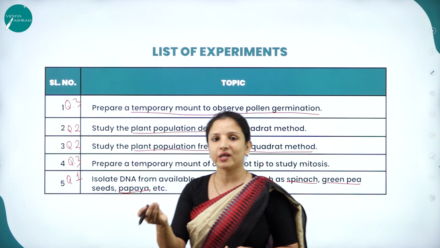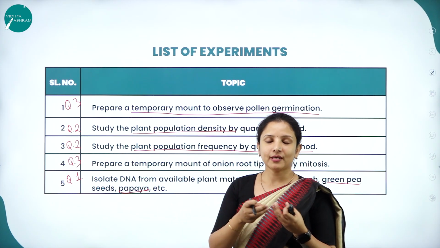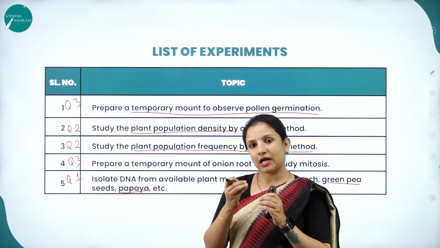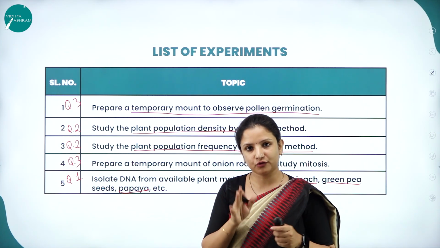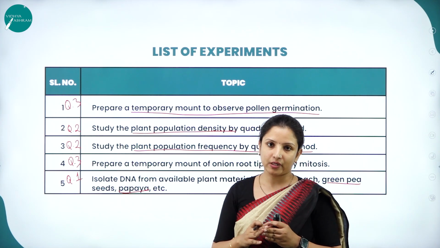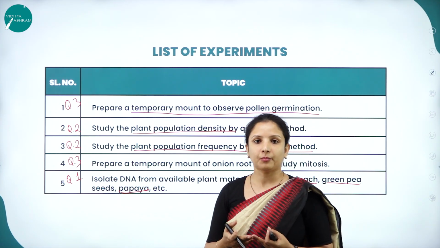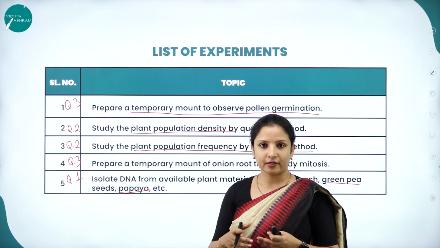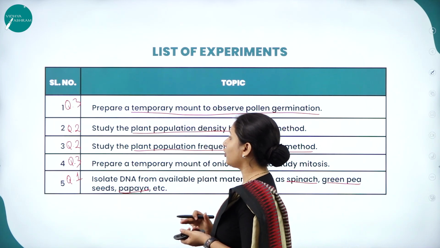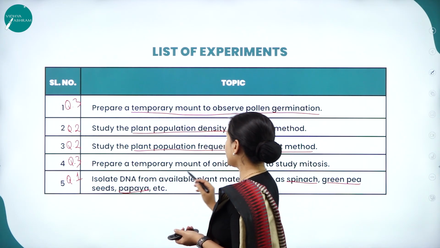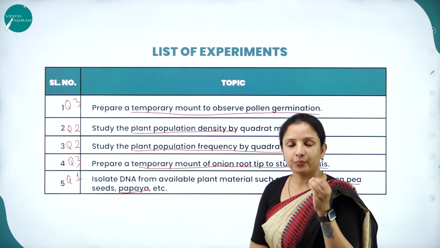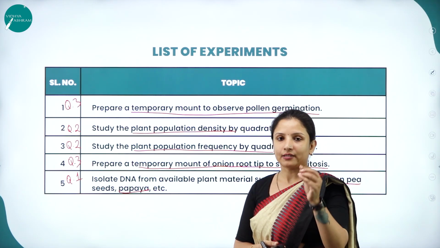For pollen germination, we can take a vinca flower and dust the anther onto the slide, and then add about 10 to 20% sucrose solution, which will already be prepared in the laboratory. We have to wait for 15 to 20 minutes depending on the room temperature and the weather, and observe under the microscope for germination. The pollen tubes will be produced out of the pollen grain, and that is what we need to observe. Next is to prepare a temporary mount of onion root tip to study mitosis. The prepared material, that is the onion root tip, will already be given to the student.